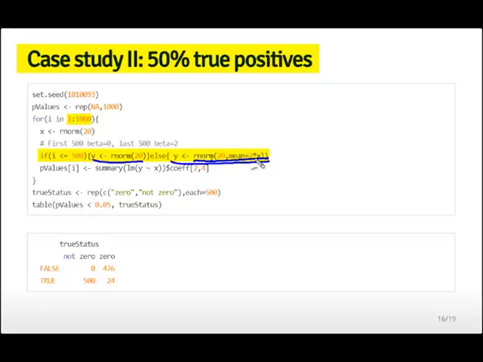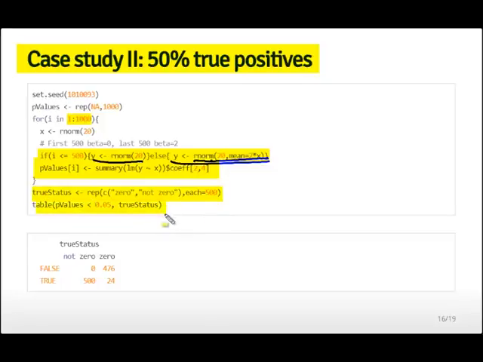Again, I calculate a p-value for each of the cases. Then I can define the true status to be beta equal to 0 for the first 500, and beta not equal to 0 for the last 500, just so that I can make a table and show what the results are from this analysis.